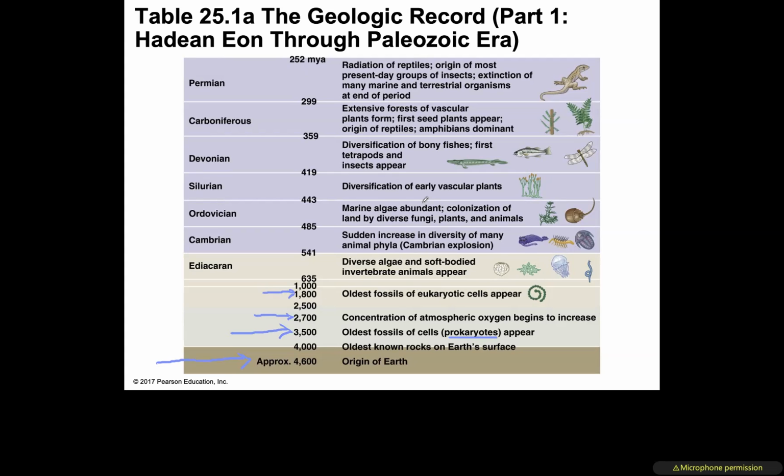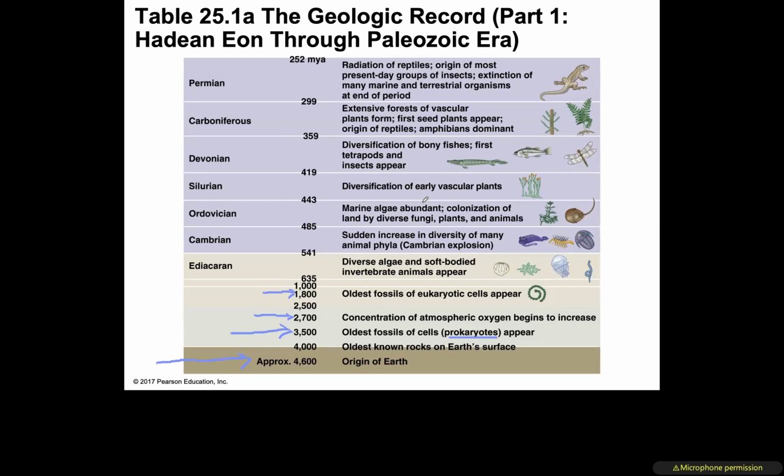And so between the oldest eukaryotic fossils and your algae appearing, your invertebrates are starting to diversify. They're starting to increase in amounts. They're still very simple, okay? Very soft-bodied and simple until the Cambrian period.